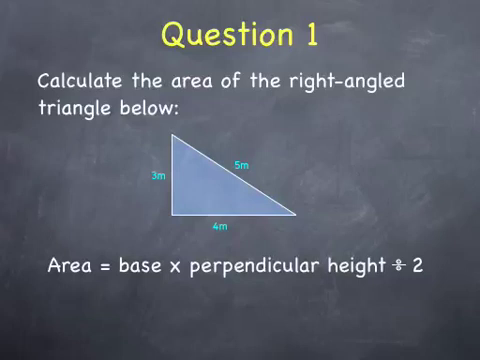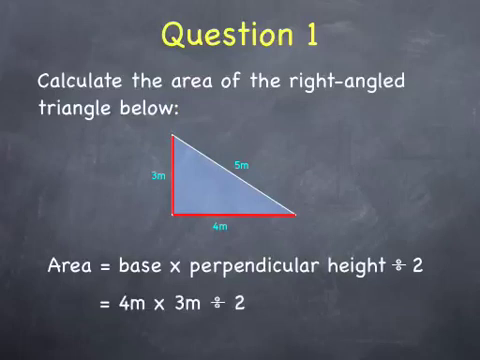Now we substitute in the values. Okay, there's the base, it's 4 meters. And there's the perpendicular height, it's 3 meters. So it's 4 times 3 divided by 2 equals 6 square meters. Okay, so the answer is 6 square meters.